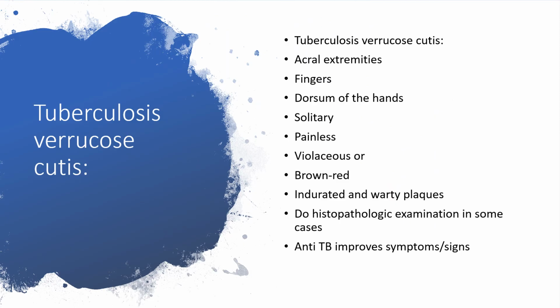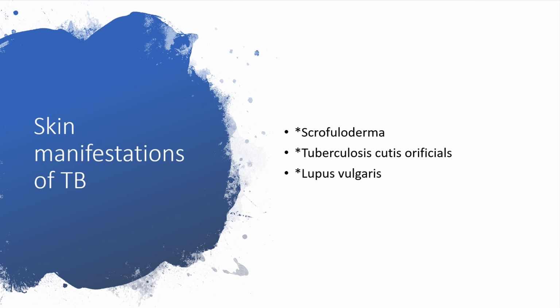There's what we call tuberculosis verrucosa cutis, found in the extremities, particularly the fingers and dorsum of the hands. It is solitary, painless, violaceous or brown-red, mostly indurated and warty plaques. What we need to do is a histopathological examination, and we give anti-TB medications. Immediately the medication starts working, we will see improvement in symptoms and signs. Others are scrofuloderma, tuberculosis cutis orificialis, and lupus vulgaris.